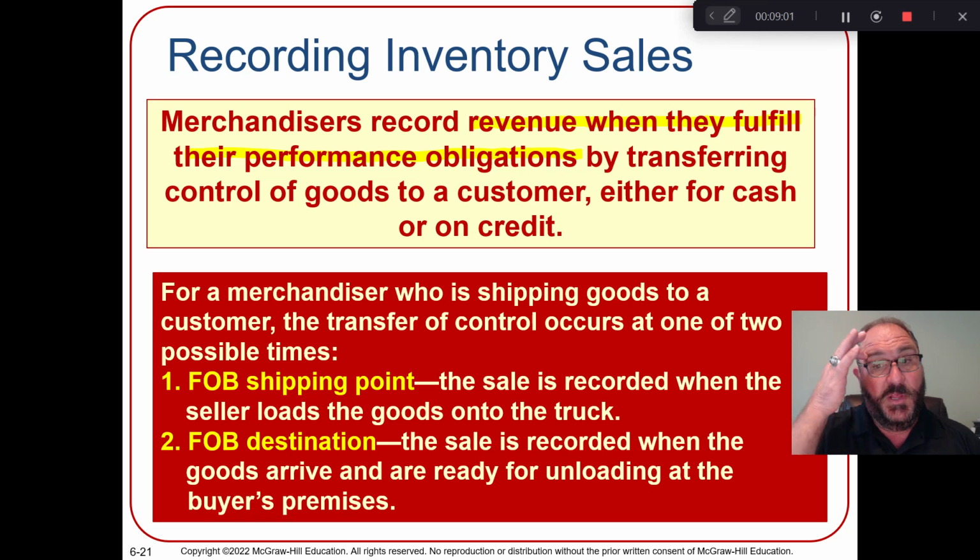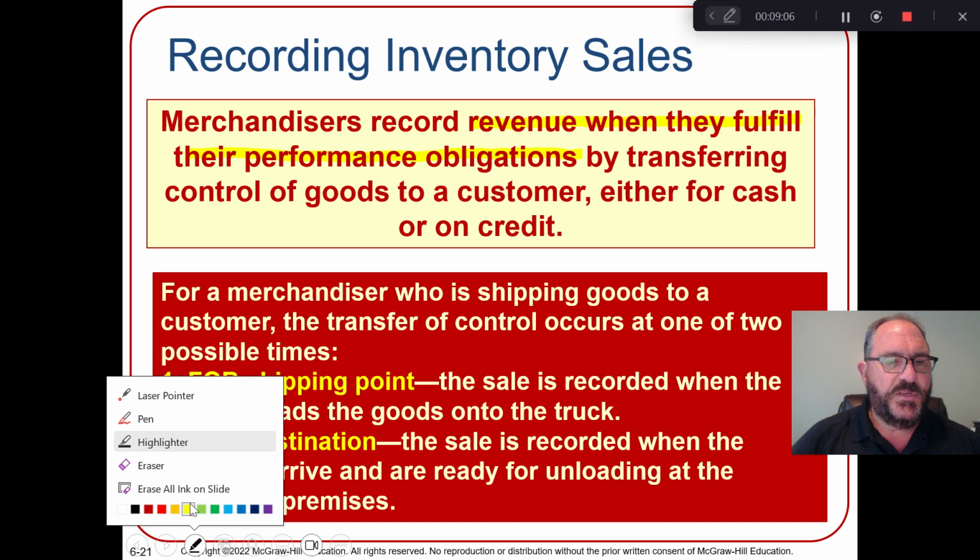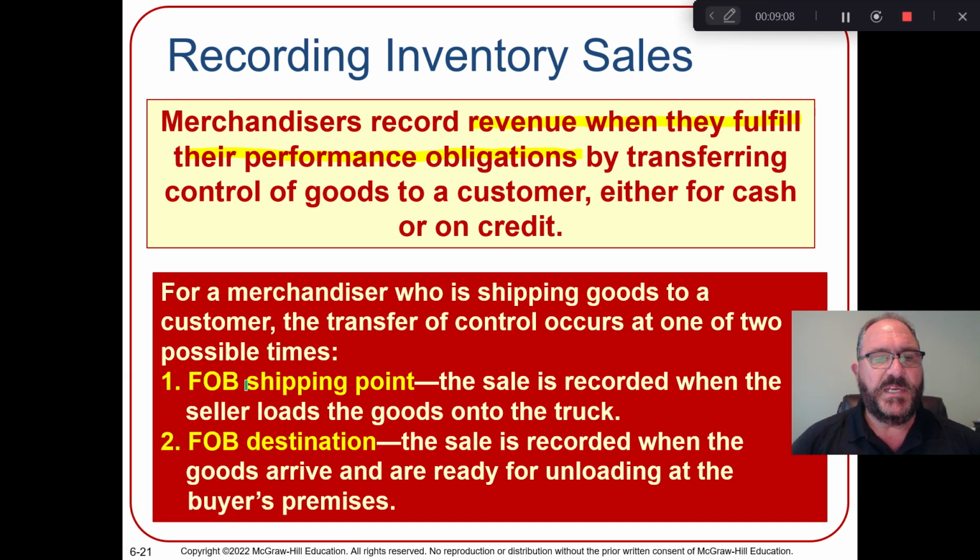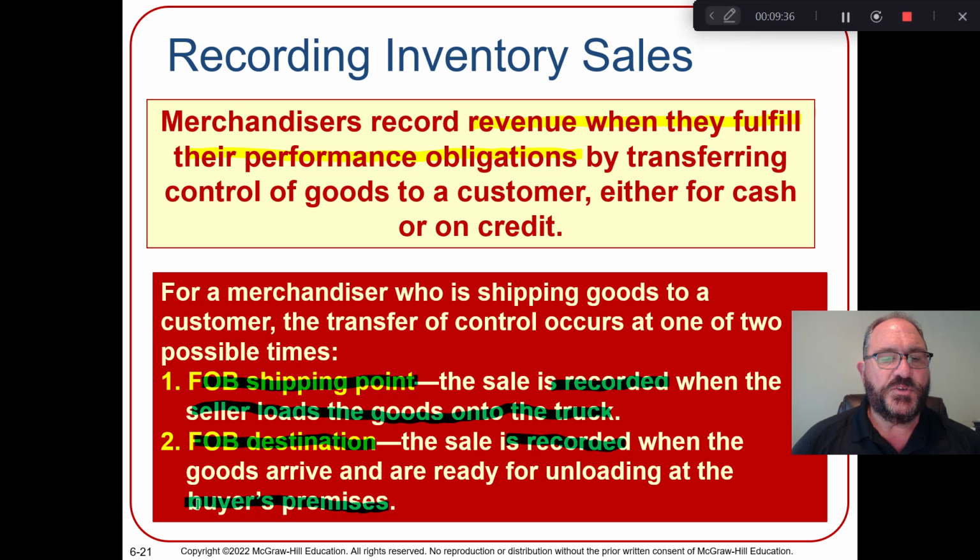Here they mentioned before, FOB shipping point. This is important. It's going to be on your test. FOB shipping point means the sale is recorded when the seller loads the goods onto the truck. As soon as you put the item on the truck, it becomes the customer's stuff. FOB destination means it's not recorded until it actually arrives at the buyer's premises. So those are two different things.